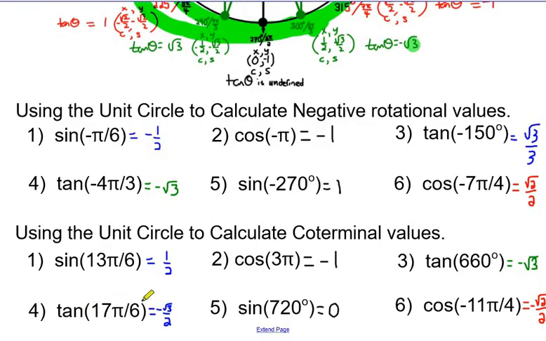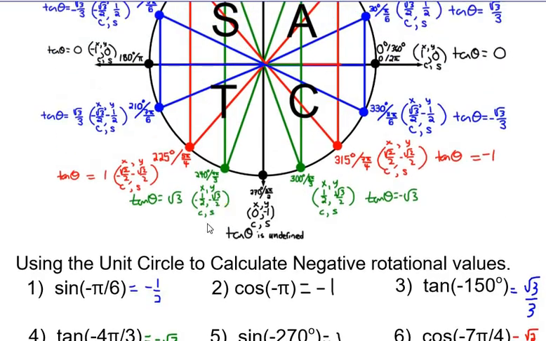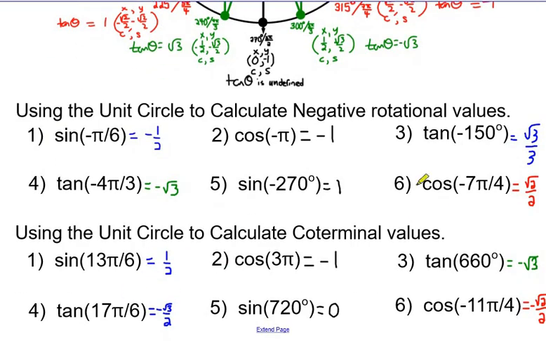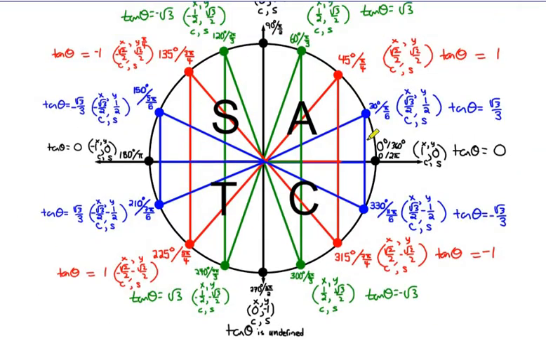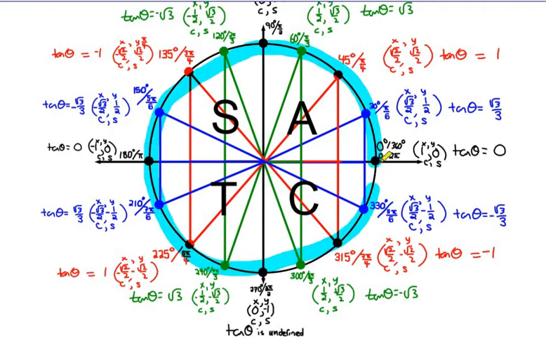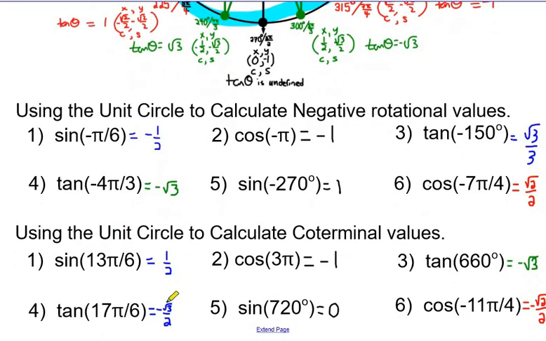All right, so tangent of 17 pi over 6, that looks like a huge number, but again, compare it to 12 pi over 6, which would be 2 pi, and that's actually only 5 pi over 6 away from where we started. So in the positive direction, if I want to go 17 pi over 6, we're going to start here, right? And this would be 12 pi over 6. So to get to 17 pi over 6, we just go 5 pi over 6 further than that, and the tangent value would be negative root 3 over 3.